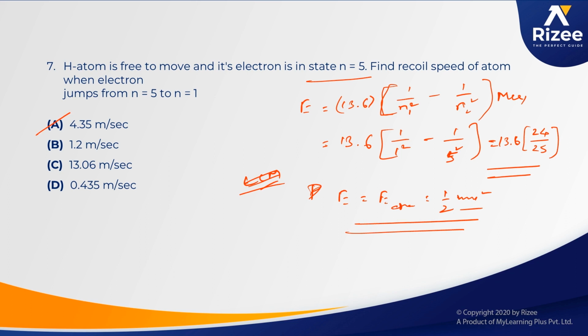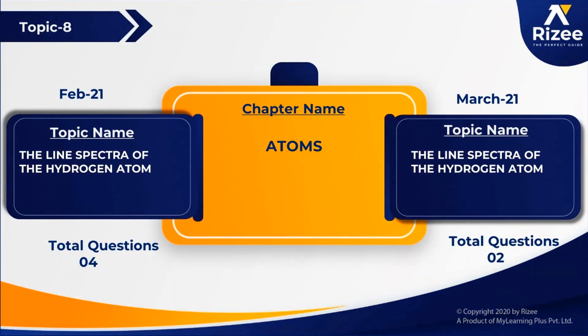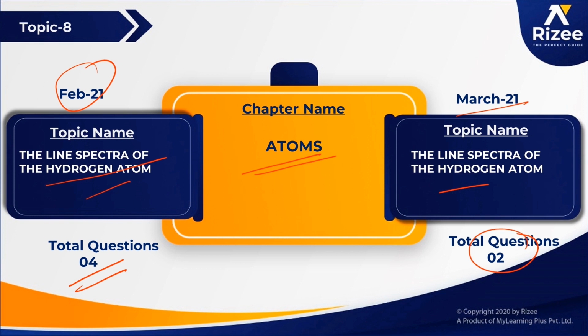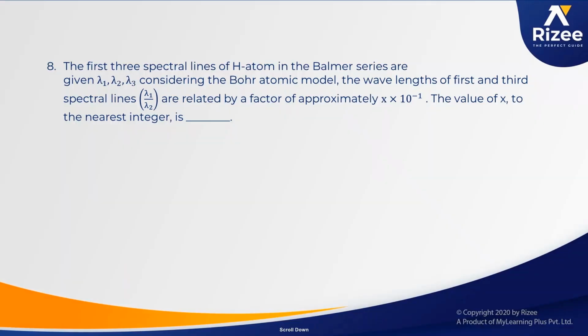as your answer. So the next type of questions, in the same chapter atoms, he is more concentrating on the line spectrum of hydrogen. In the February session we have got 4 questions, in the March session also you have got 2 questions. Don't go according to the number of questions. Even 2 questions means 8 marks. It can decide your rank, your position, your college, your group. Please be careful of the topic, please be careful.